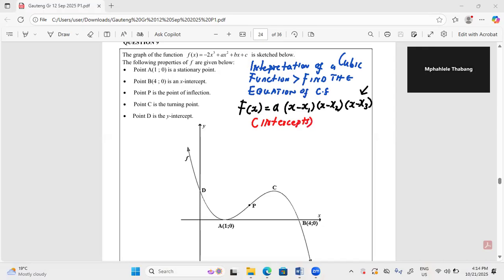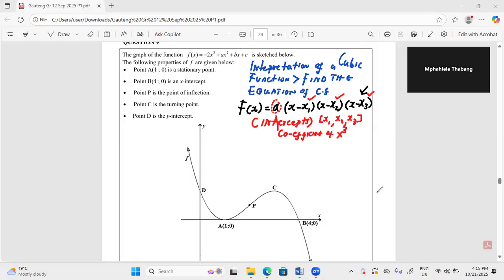You must know the intercepts. And the x1 and the x2 and the x3, they represent your intercepts. Whereas a is the coefficient of x cubed. I'm referring to the coefficient of x cubed. I will show you what I'm talking about.